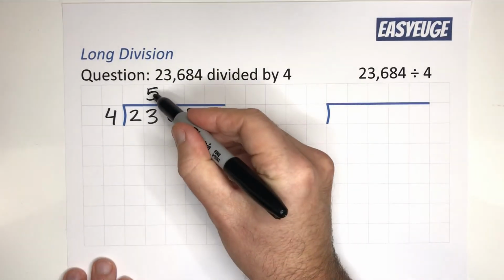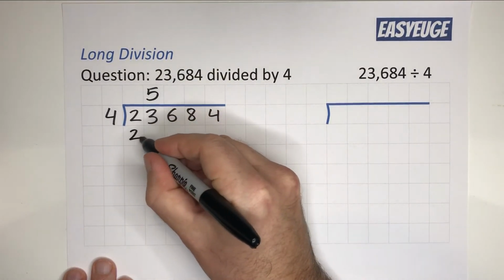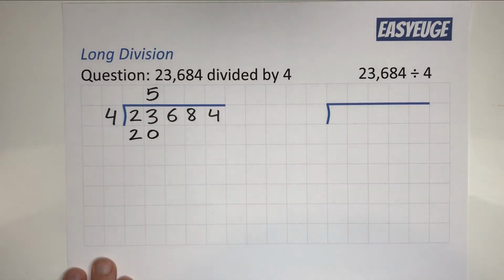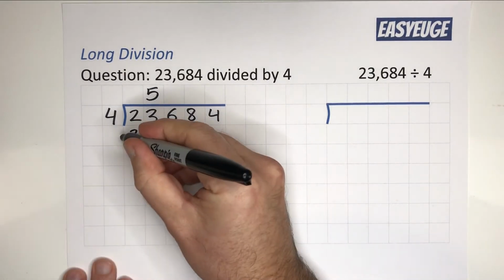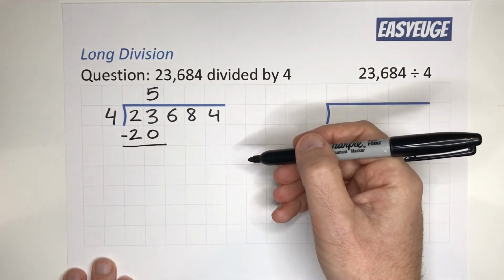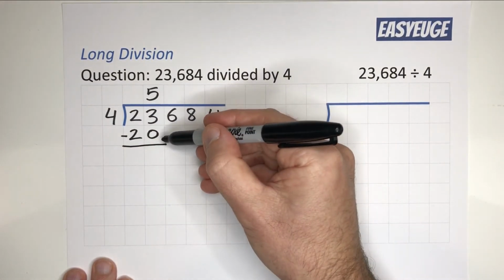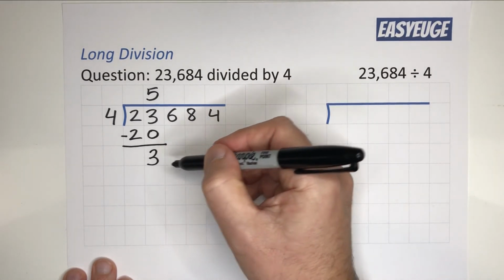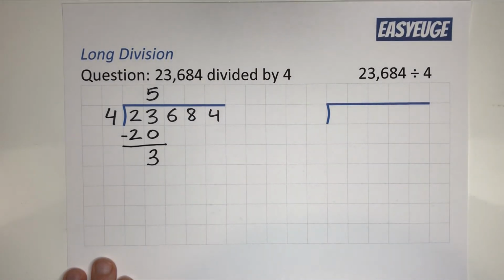Okay. 5 4s are 20. To work out what the remainder is, we will subtract. And let's put our answer bar. 23 take away 20 is the number 3. So we're 3 away from 23.